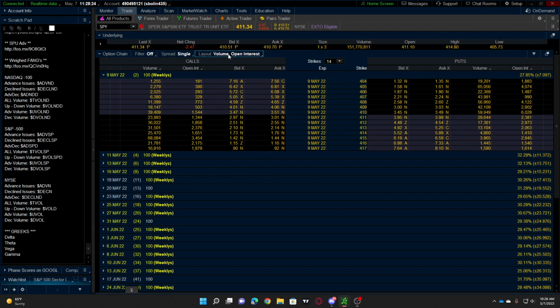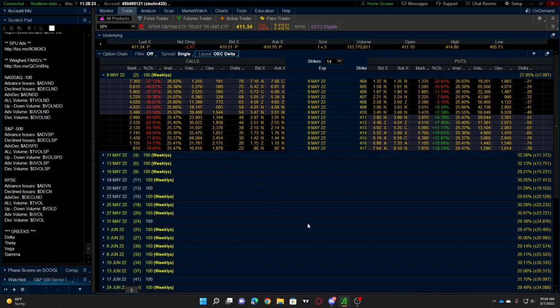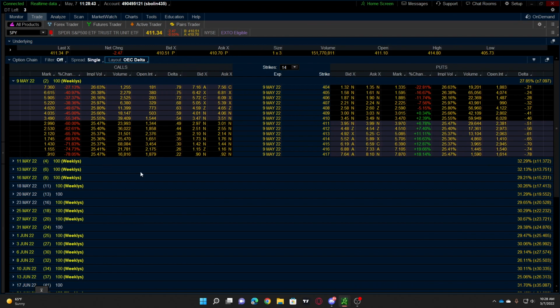So what is delta? Delta is the rate of change in the options price for a $1 move in the underlying market. That is the generic, look it up in the dictionary, definition of options delta. So what does that mean? Well, when the underlying market, in our case that would be the SPY, moves $1, then the delta will be applied to the value of the option.